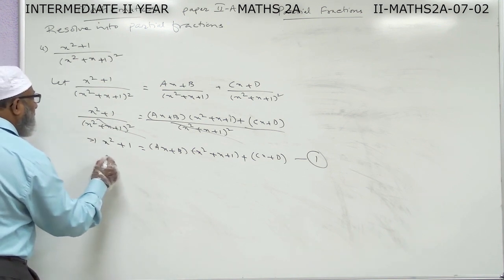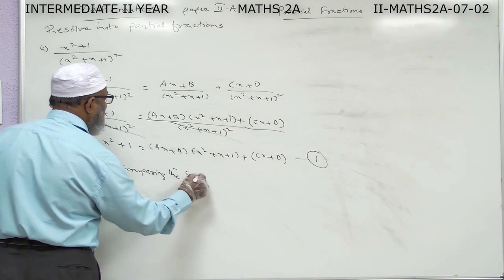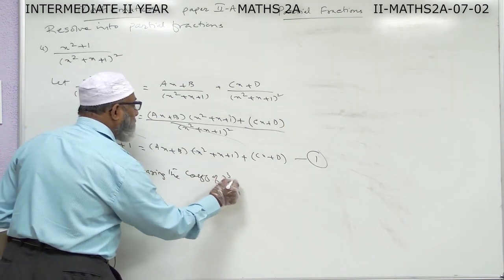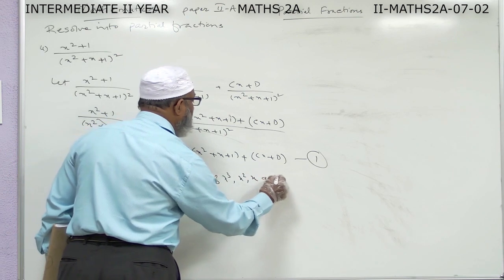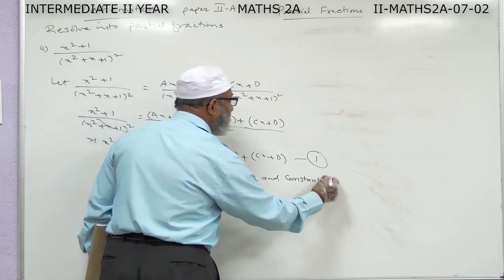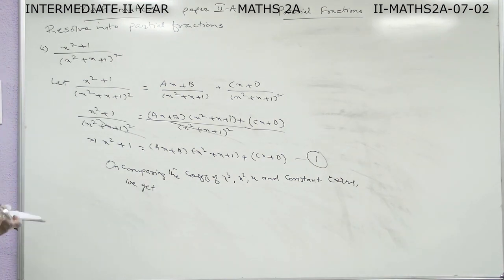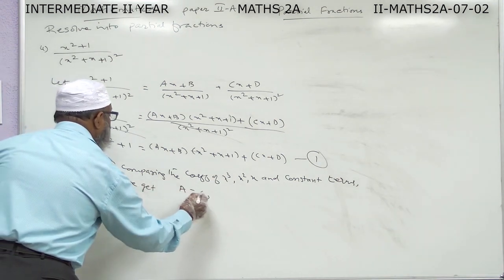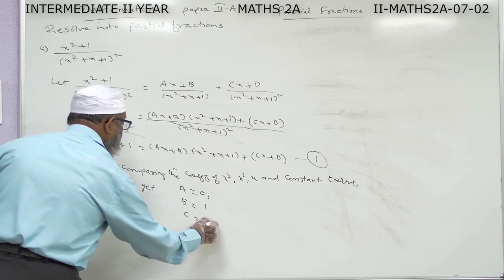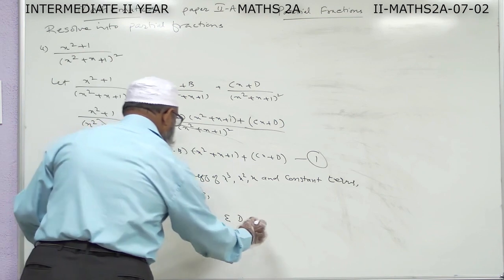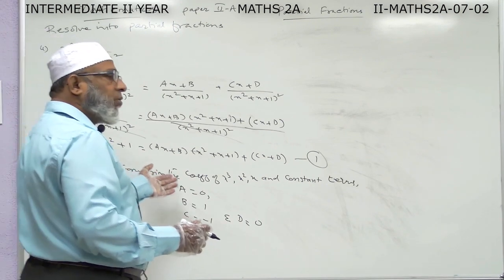I will write the conclusion part. On comparing the coefficients of x cube, x square, x and constant term, we get a is equal to 0, b is equal to 1, c is equal to minus 1 and d is equal to 0. So, this part you have to do in homework.